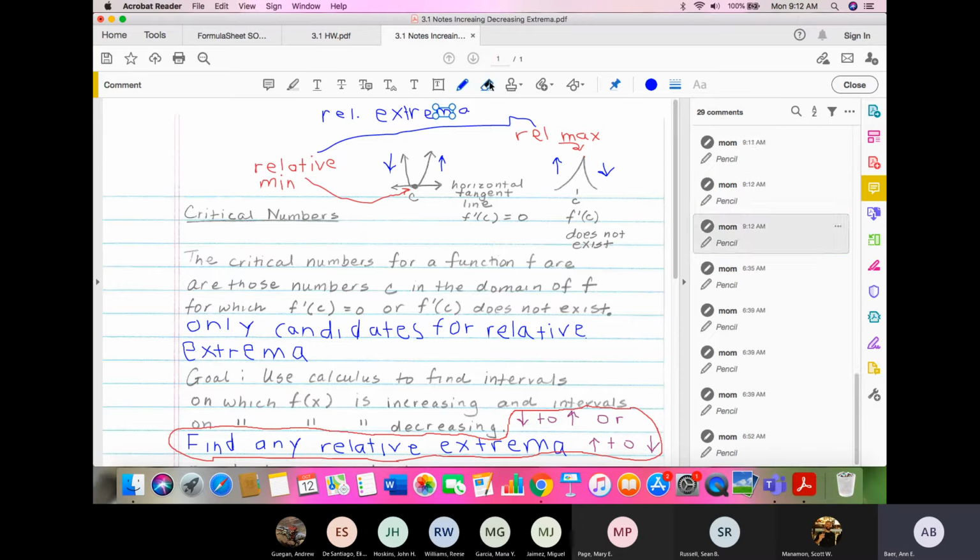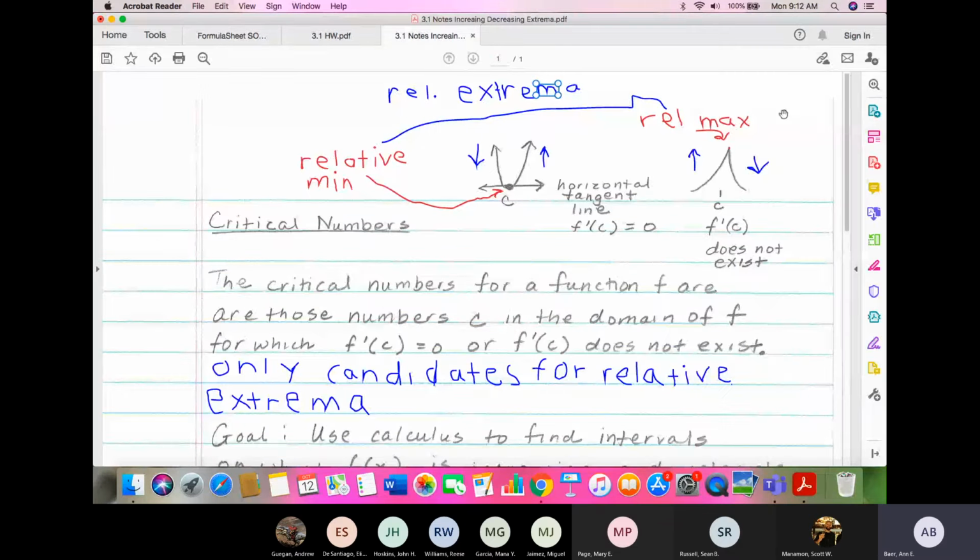Okay, so I want you to know that those two together are considered to be relative extrema. Relative extrema consists of relative minimums and relative maximums. Or you could say relative minima is the plural of relative minimum, and relative maxima is the plural of relative maximum. This is a low point, this is a high point, and together we call them relative extrema.